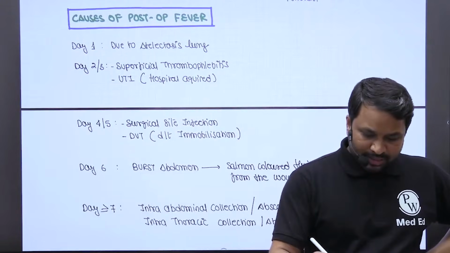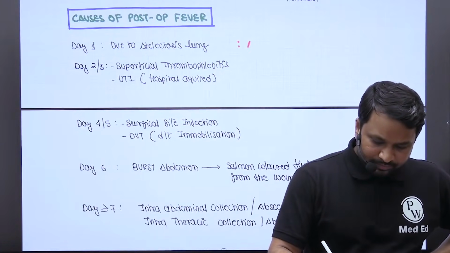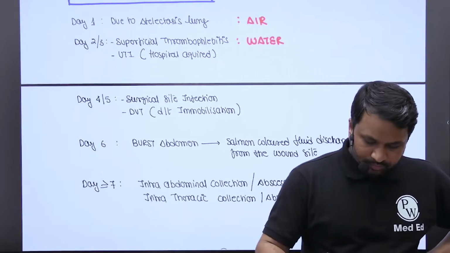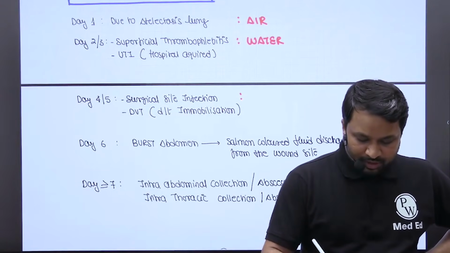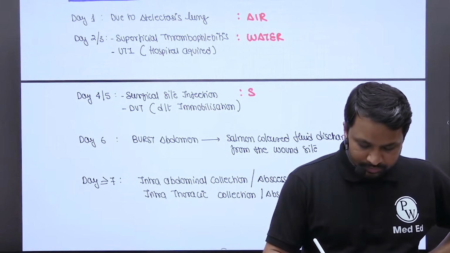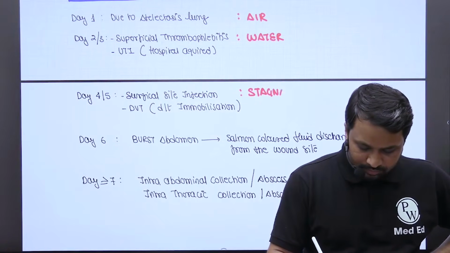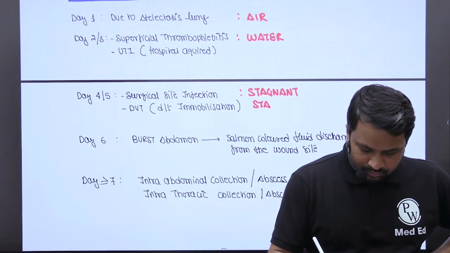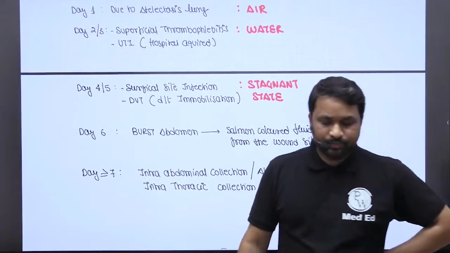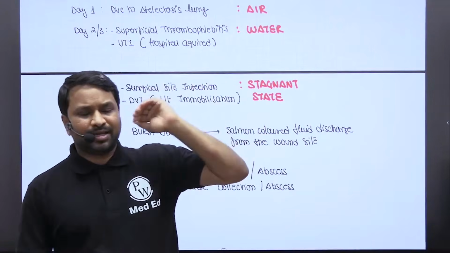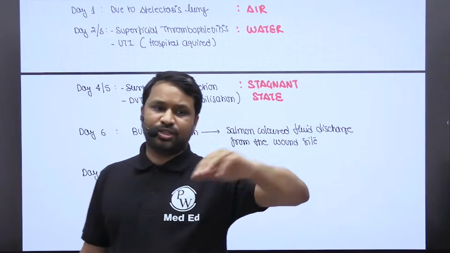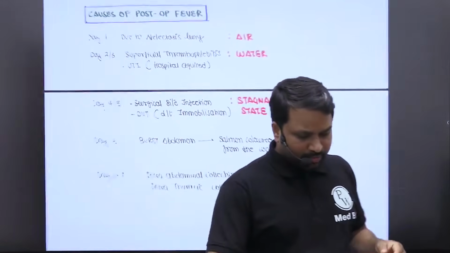So we say the first day it is because of air. The second day it is because of water. Third day it is going to be because of immobilization, so it is a stagnant state. Then it is going to be your burst abdomen and the intra-abdominal abscess, right? So the first one is air, then water. Water is UTI, that is nothing but urine. Then your stagnant state is going to be DVT as well as surgical site infection. Then it is burst abdomen, and the last one is going to be intra-abdominal collections, right?